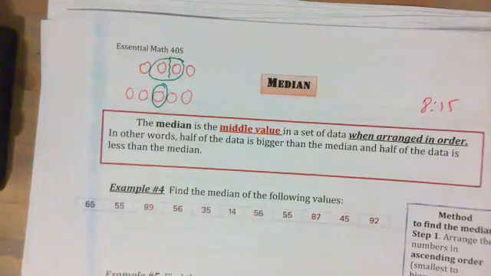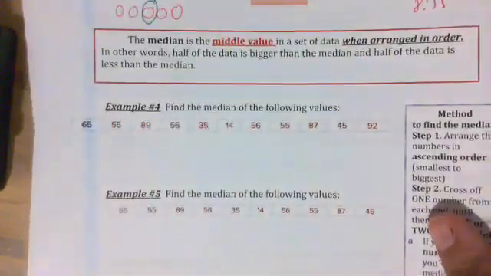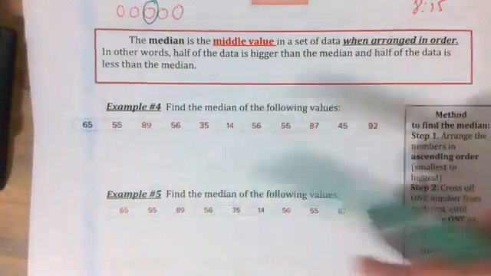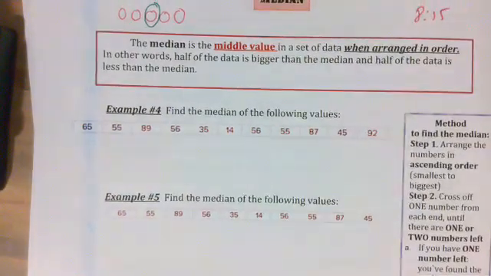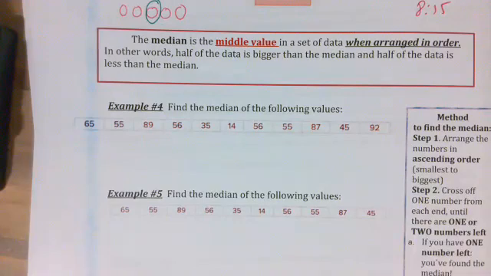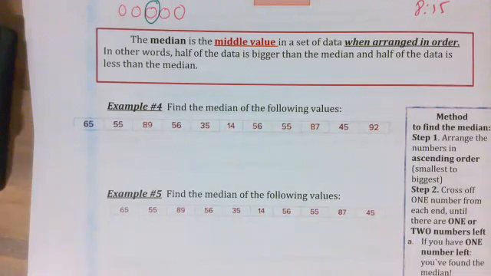So that's what examples 4 and 5 do, but this time I'm going to use numbers, and it's not ordered, so we want to make sure first it's ordered, and then we look for the middle value. Find the median of the following values. So we have 65, 55, 89. So let's find the lowest one and start with step number 1.